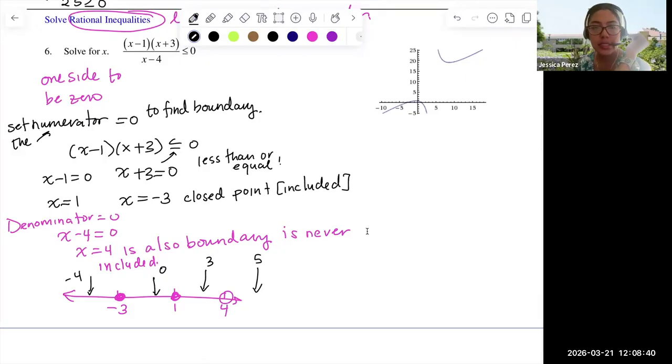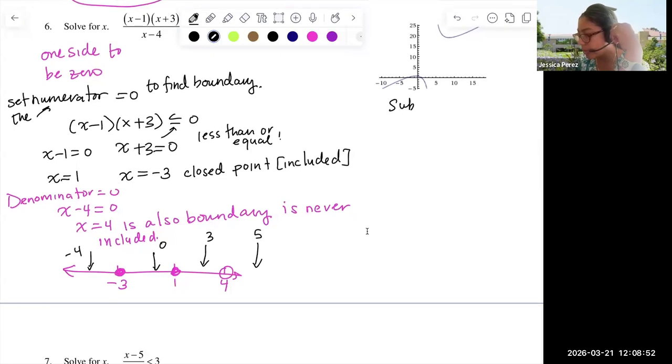So if I'm going to test negative 4, I have to look at the sign, and I'm going to substitute it. And then again, I'm going to be substituting that value into the original. So I'm going to now be doing the substitutions over here. Substitute the test points. So I'm going to have 4 different test points.